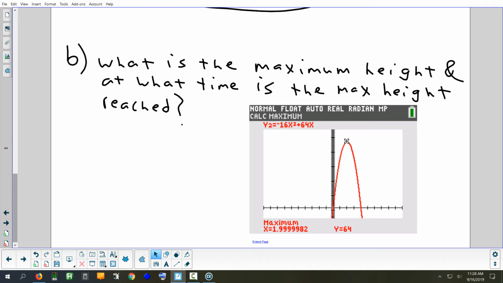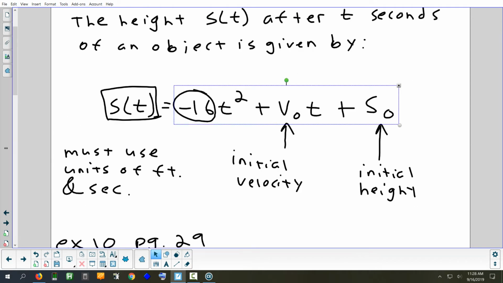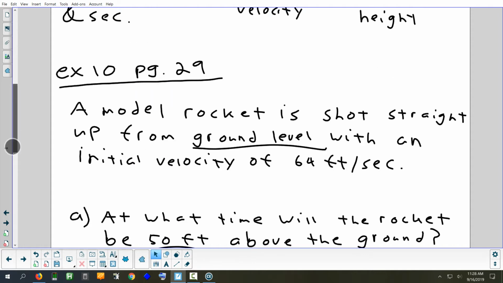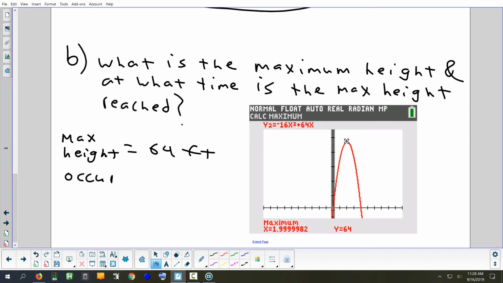So what is the maximum height? Should you be looking at the x or the y? Y. You're looking at the y. Remember, the variable, the x, that's my time. The y is what it's equal to. That's my height. So the maximum height is how much? 64 feet. And this occurs at what time? Basically 2 seconds. It occurs at 2 seconds.